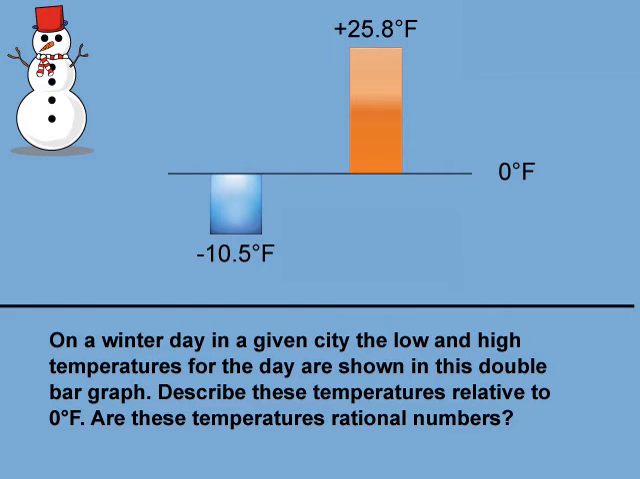On a winter day in a given city, the low and high temperatures for the day are shown in this double bar graph. Describe these temperatures relative to 0 degrees Fahrenheit. Are these temperatures rational numbers?